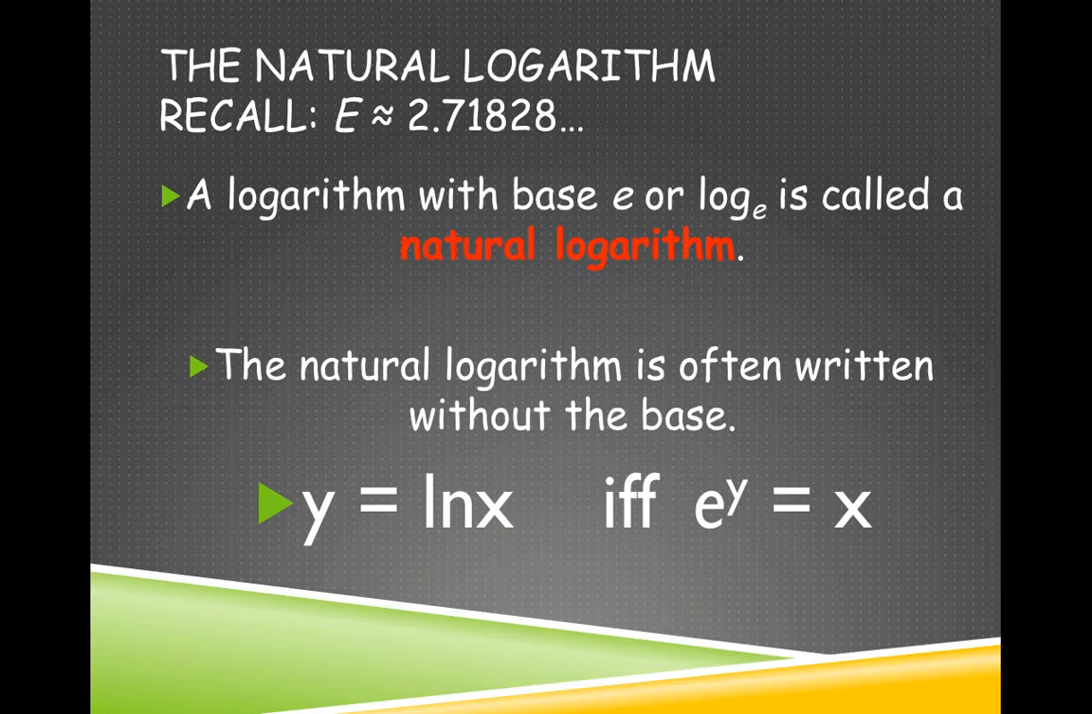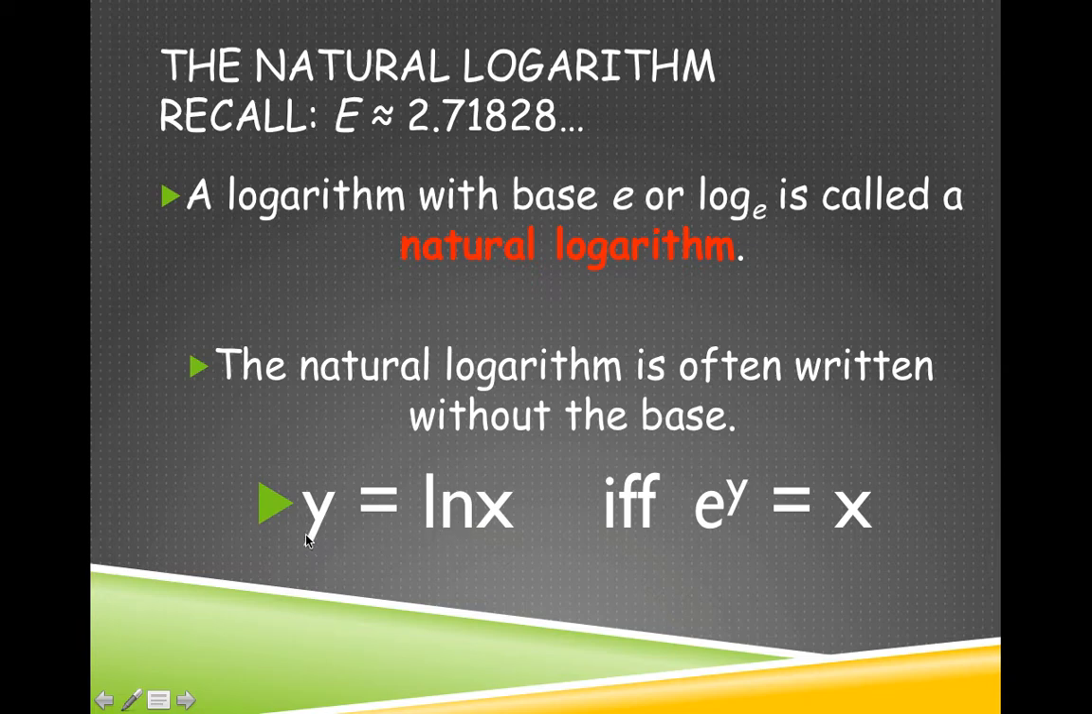The natural logarithm is the next logarithm that we need to look at. I hope you will remember that e, which is Euler's number, is about 2.71828. A logarithm with base e is called the natural logarithm, and it is also written without the base. We cannot use log, so we use ln for a natural log. This comes from the Latin, logarithmus naturalis. That's why it's ln instead of nl.